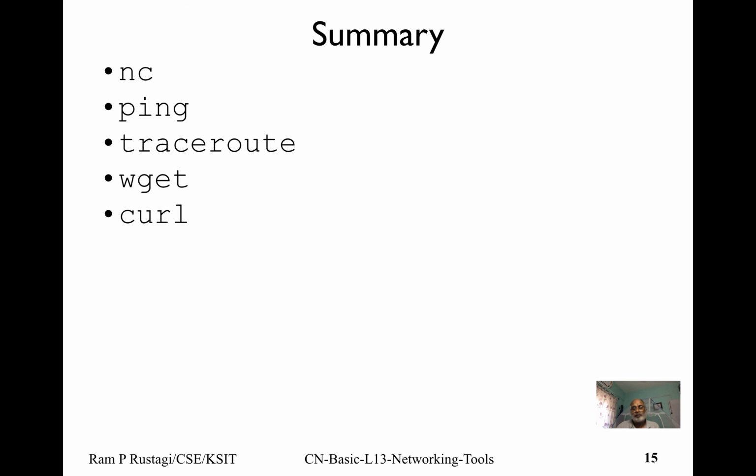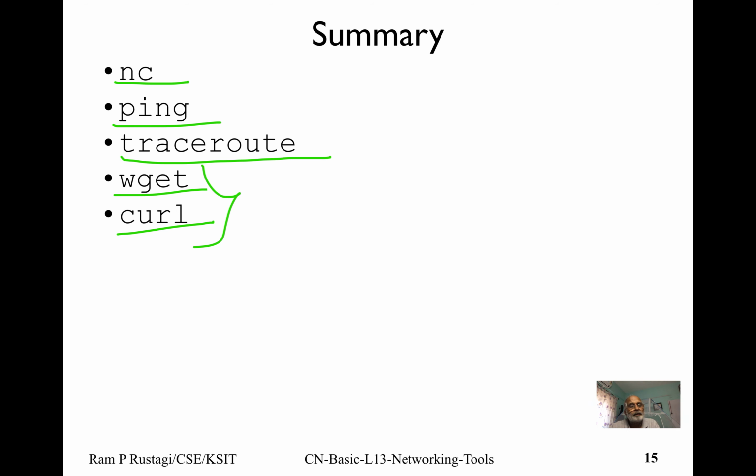So in summary, what we studied: NC, or netcat, for chatting across two machines; ping to check reachability; traceroute to identify the number of routers between you and the server, for example google.com; and the offline browsers, which basically get the web content and deal with that.